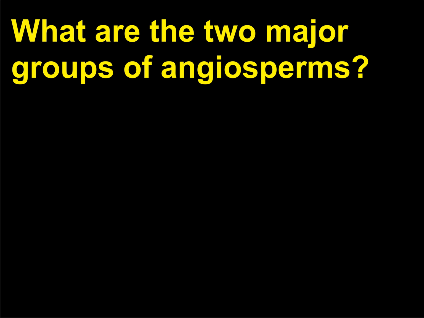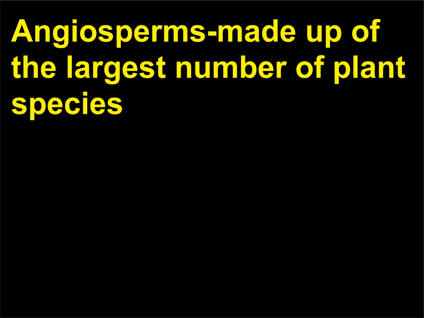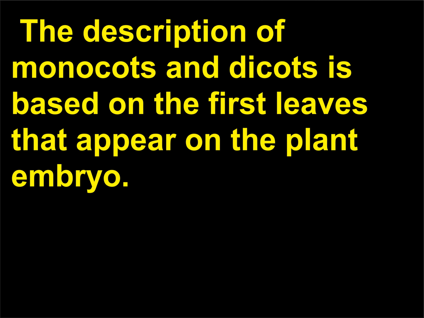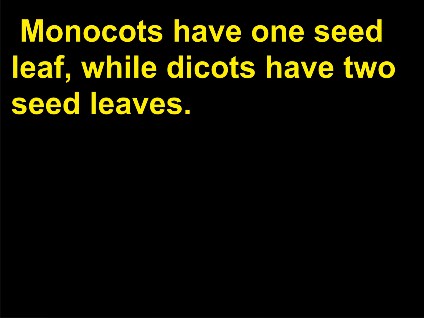What are the 2 major groups of angiosperms? Angiosperms make up the largest number of plant species. 240,000 are classified into 2 major groups, monocots and dicots. The description of monocots and dicots is based on the first leaves that appear on the plant embryo. Monocots have 1 seed leaf, while dicots have 2 seed leaves.